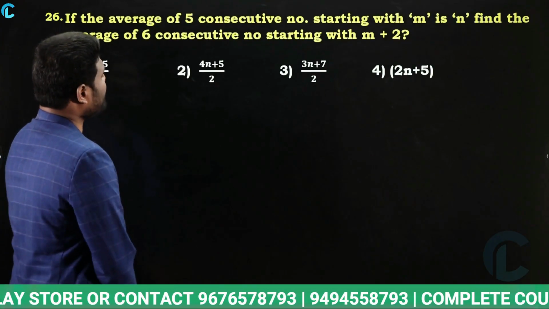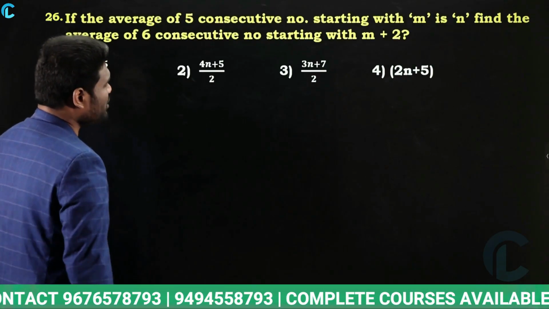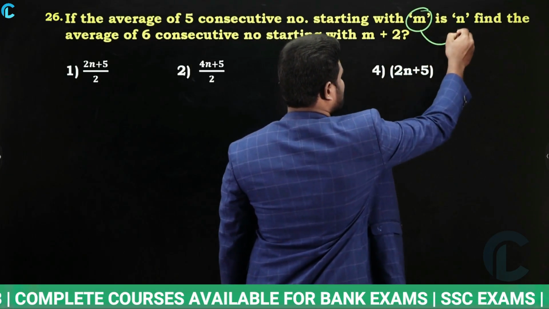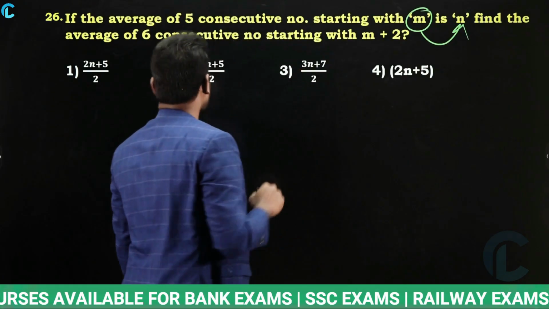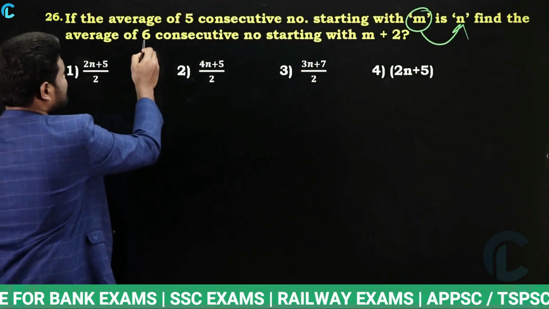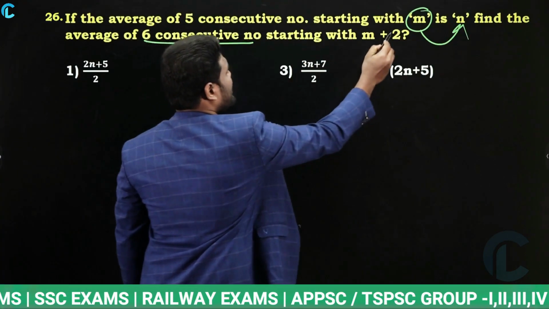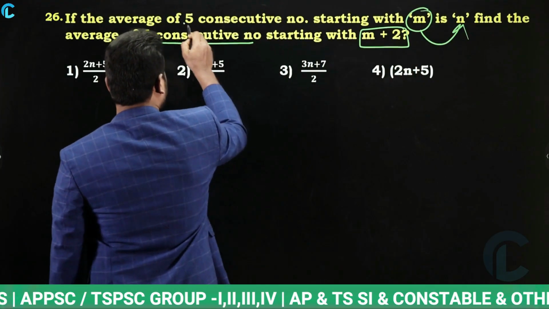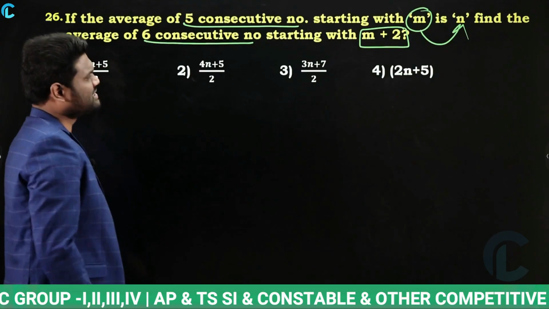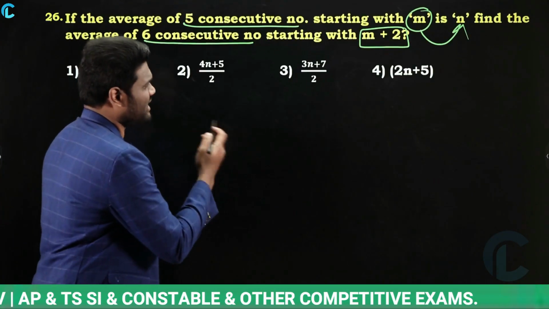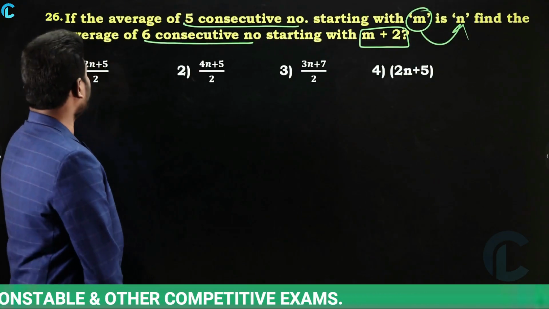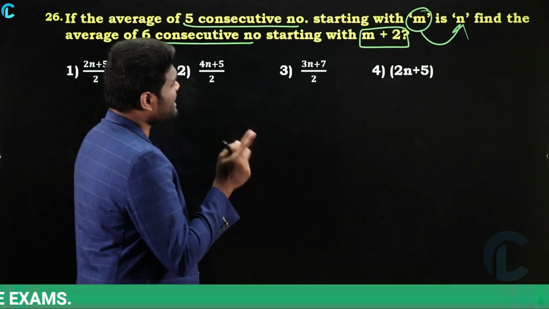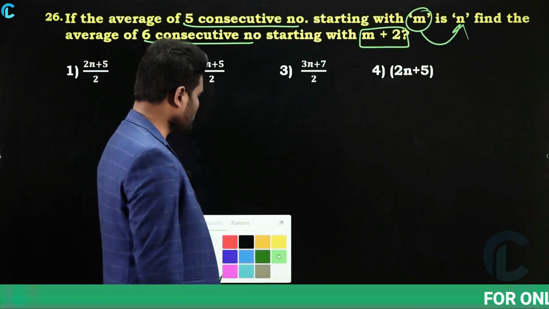The average of 5 consecutive numbers starting with m is n. So average is nothing but n. Find the average of 6 consecutive numbers starting with m plus 2. This was your question. Initially it says 5 consecutive numbers starting with m has average n. Similarly, find the average of 6 consecutive numbers starting with m plus 2. Let us look at this question.